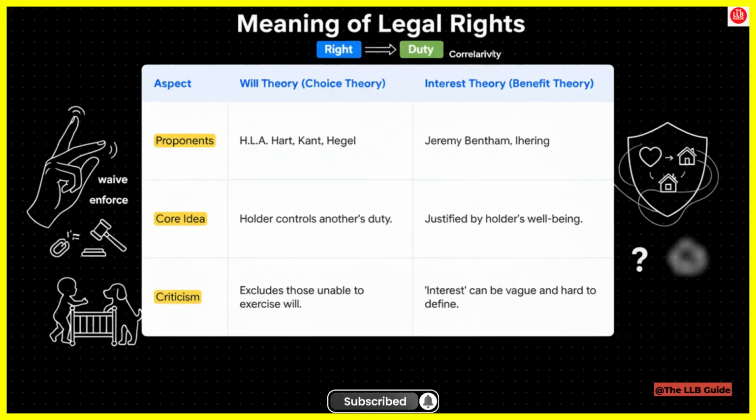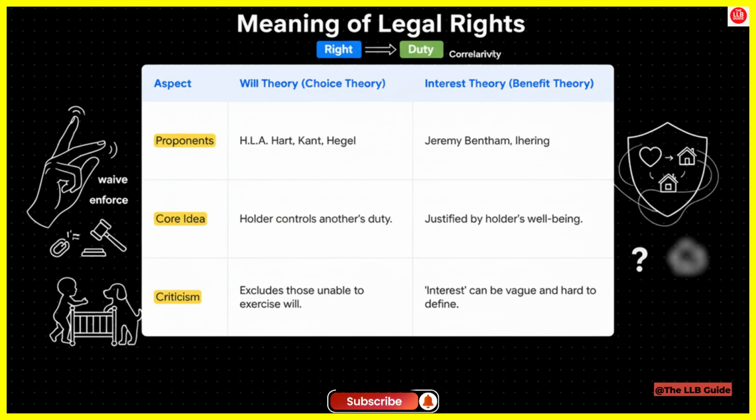On one side, the will theory, championed by thinkers like H.L.A. Hart, basically says a right is pointless if the holder can't choose to enforce it or even waive it. But its biggest weakness, its key criticism, is that it seems to exclude people who can't exercise will, like infants or someone in a coma.